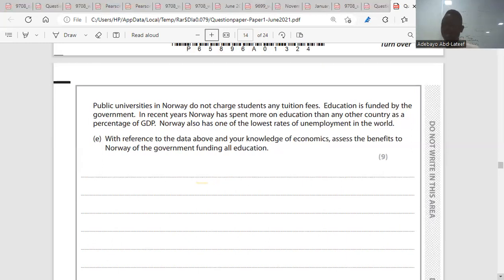Two, the benefit of education also takes time. It does not come immediately. So those are the problems about the government of Norway funding education. And lastly, because it's a public good, it can also lead to a free rider problem, where those that are not paying their taxes would be able to enjoy. Those Norwegians that are not paying their taxes might also enjoy free education from the government. So those are the answers for that.